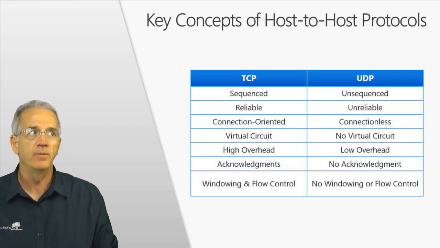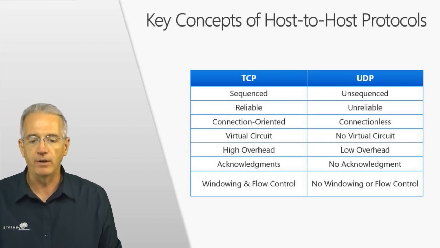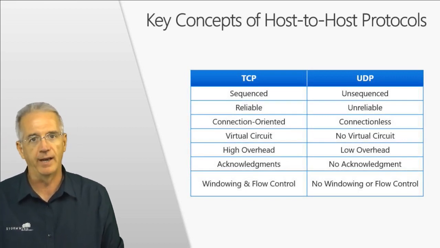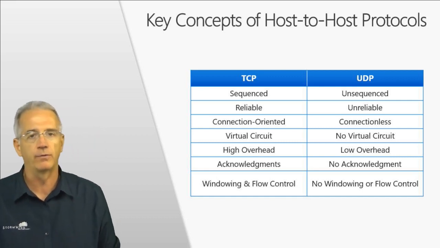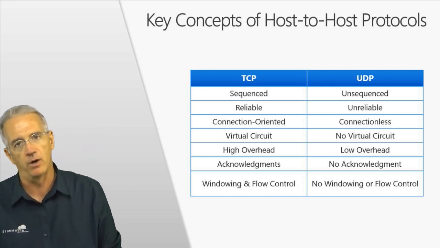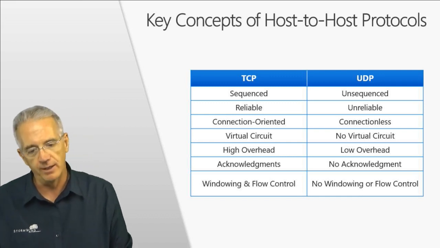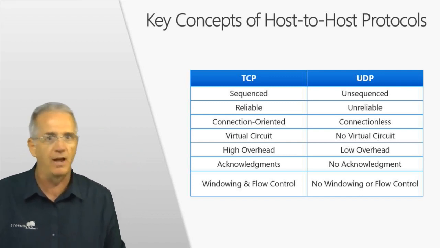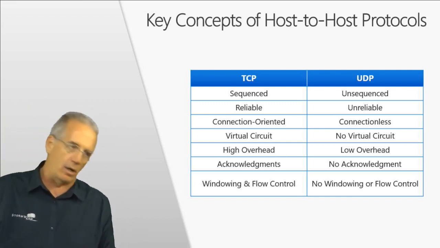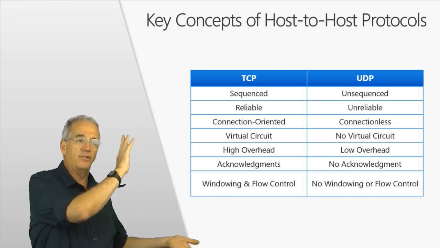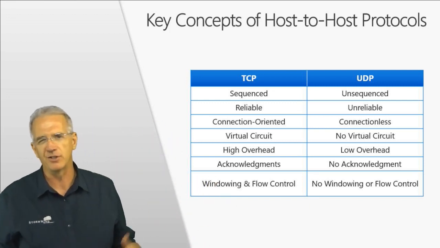Here are the key concepts between TCP and UDP. One is sequenced, one is not. One is reliable, one is not. One is connection oriented, one is not. One does a virtual circuit, one does not. There is a bunch of overhead, there is no overhead. We do acknowledgements, we don't do acknowledgements. We have flow control and windowing, we don't have it. Memorize this. You may see this again, and it's also just good to know.